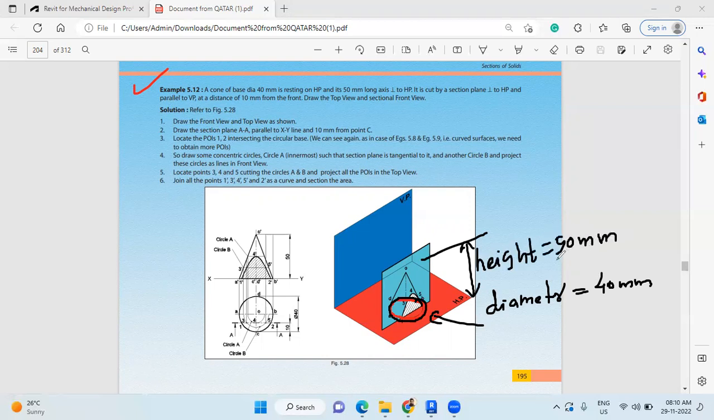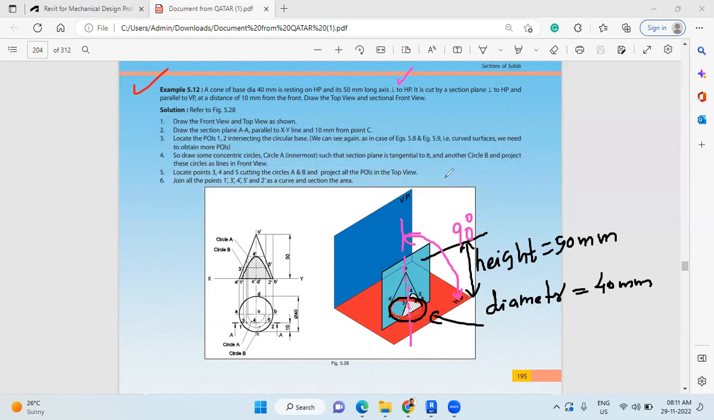Any conditions? The axis is perpendicular to HP. So what does axis perpendicular to HP mean? It makes a right angle with HP. That means this angle is 90 degree, right angle to HP.